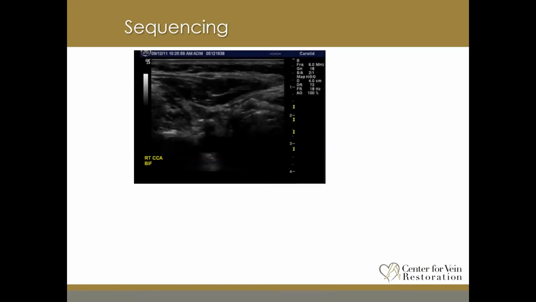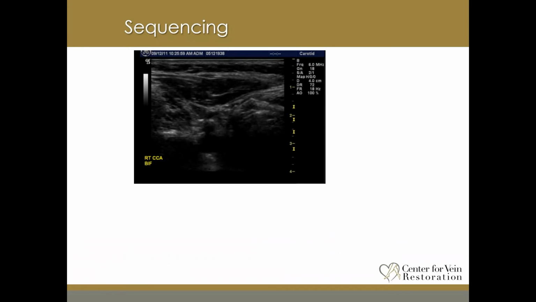This again is just representative of sequencing. When doing an ultrasound exam, it's critical to stick to the same order of imaging. So when we do our lower extremity exams, we start with the deep vessels up in the inguinal ligament area, imaging the common femoral and moving distally in the lower extremity in order.